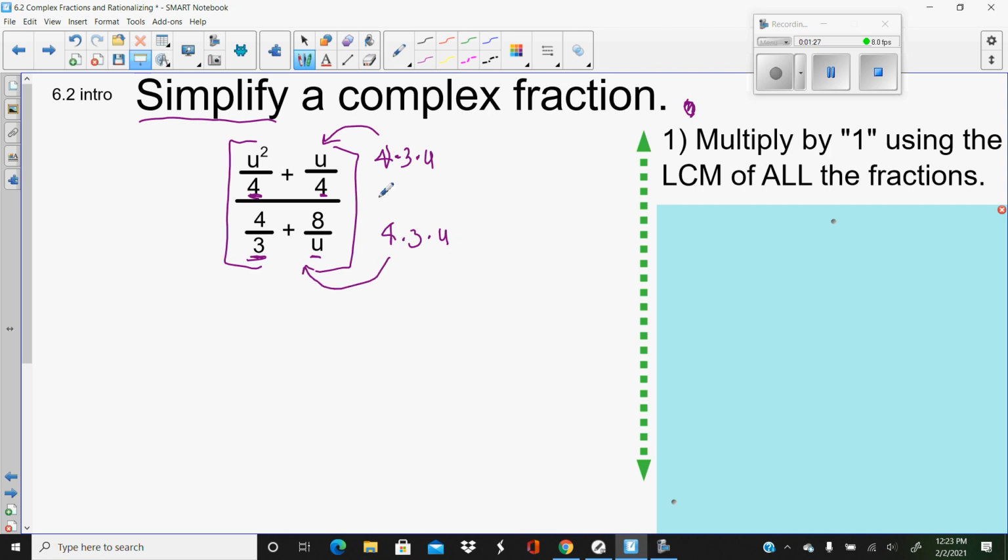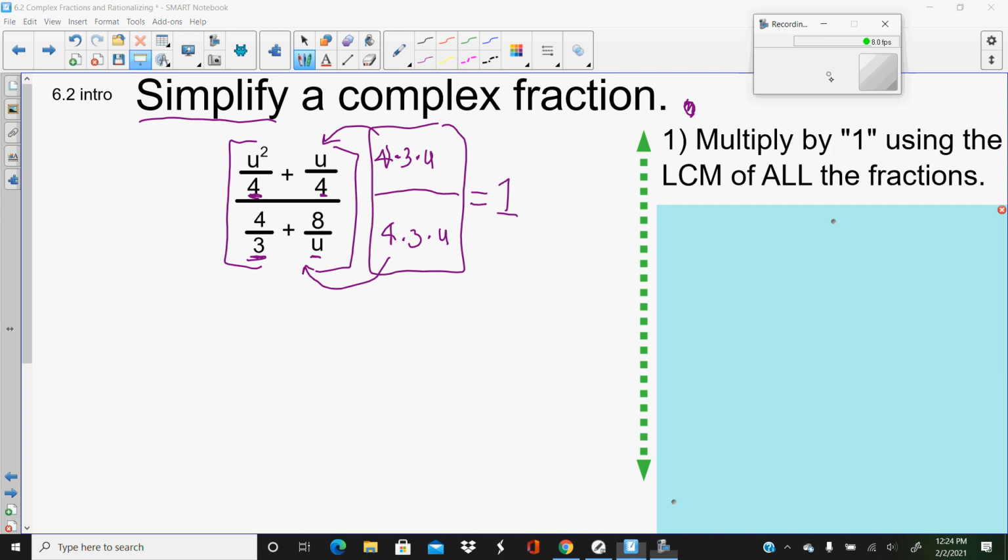And what that actually does is it multiplies by this fraction, 4 times 3 times u over 4 times 3 times u, which is equal to 1. And of course, when you multiply by 1, you're not changing the number. The value stays the same, but we are actually changing the form of the number. That's very important to remember. So essentially every one of these little fractions becomes multiplied by 4 times 3 times u. So let's take a moment and see what happens.